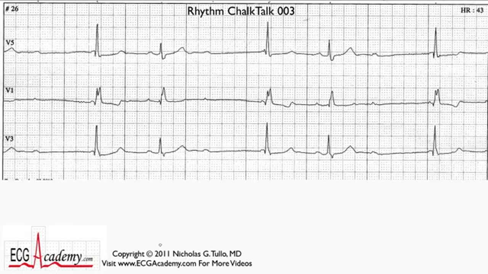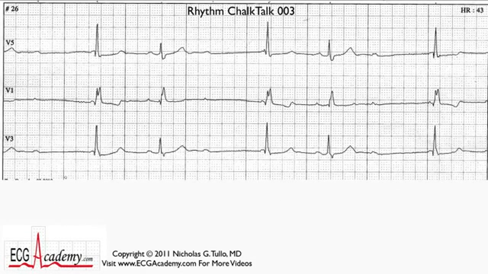Anyway, this is Rhythm Chalk Talk number 3, and I must say it's very challenging. A lot of cardiologists I know wouldn't get this right. But I'm going to help you work your way through it. And one big hint is that this is actually the same patient as Chalk Talk number 2. So that was a case of second-degree type 2 AV block. And one big hint is that Type 1 and Type 2 second-degree AV block almost never occur in the same patient, at least not at the same time. So let's get to this.